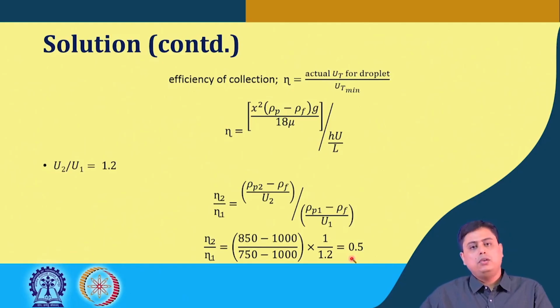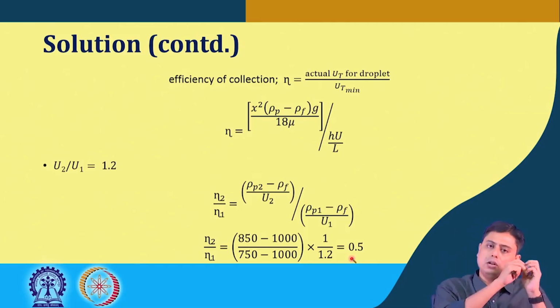So, if we increase the water throughput by a factor of 1.2, and if we increase the oil density from 750 to 850, we have a decrease in collection efficiency of 50%. The reason must be very clear to you, because once you increase the fluid velocity, the assumption is that there is no relative motion of the droplets in the horizontal direction, which means the droplet is also moving now faster.